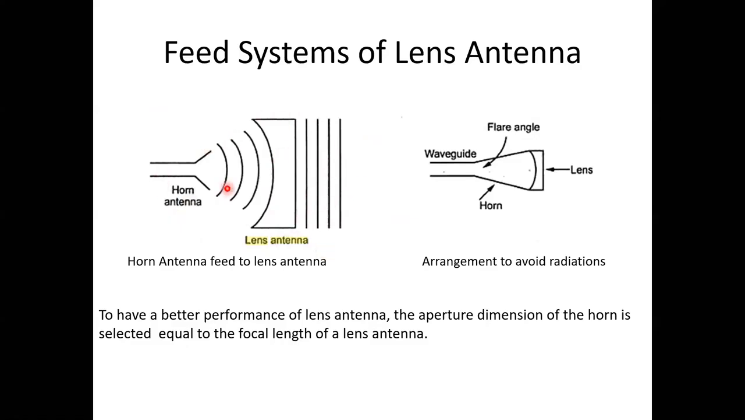Usually the feed used will be a horn antenna. Horn antenna we have already studied. This is how a horn antenna looks like. It will have a waveguide which has been flared out. So this will be the flare angle and here you will be placing the lens antenna.